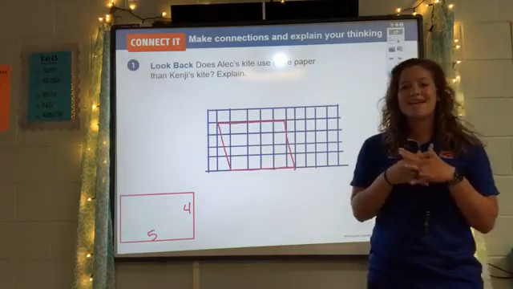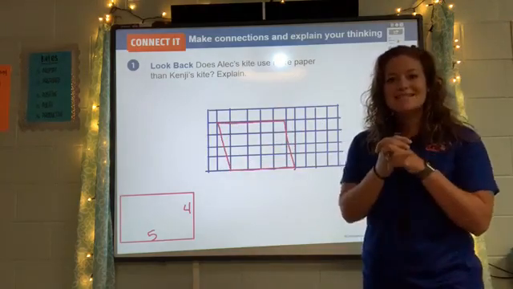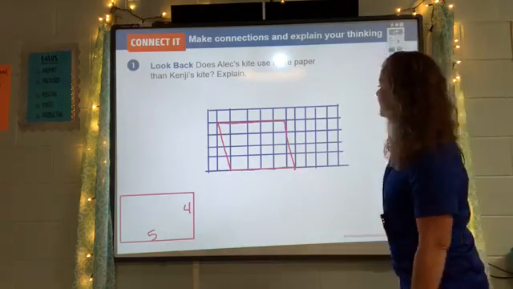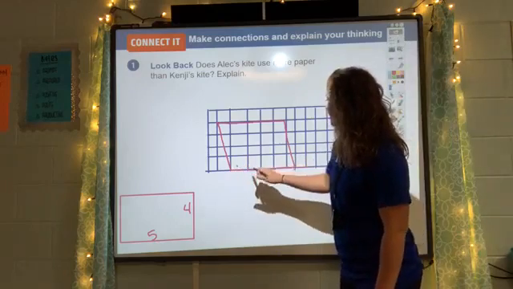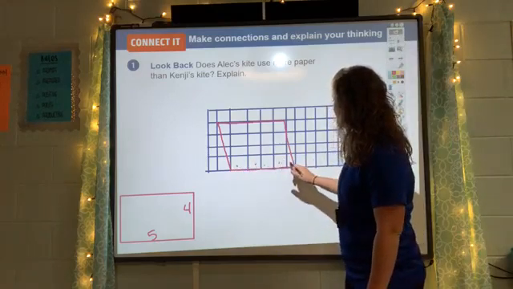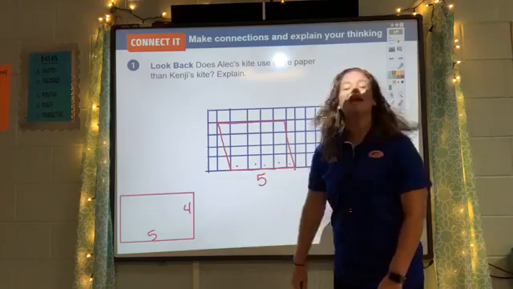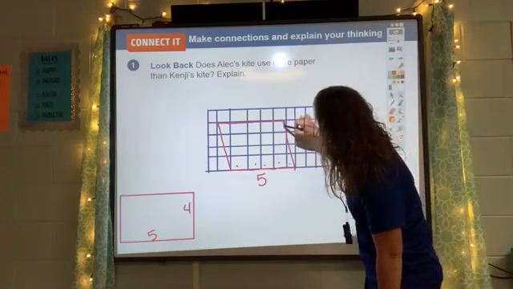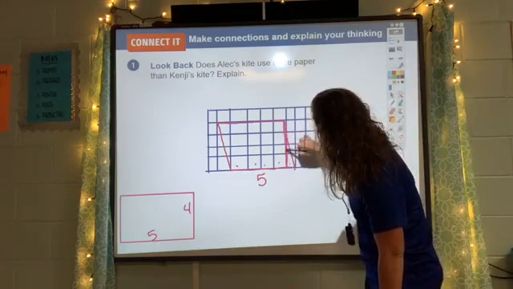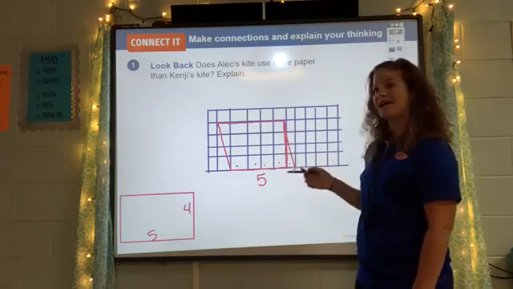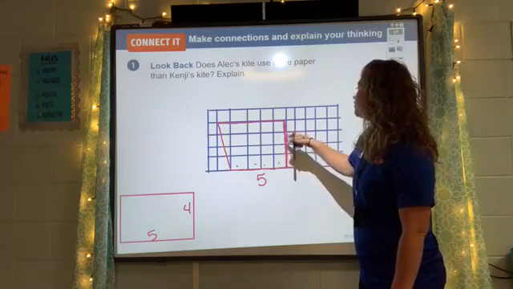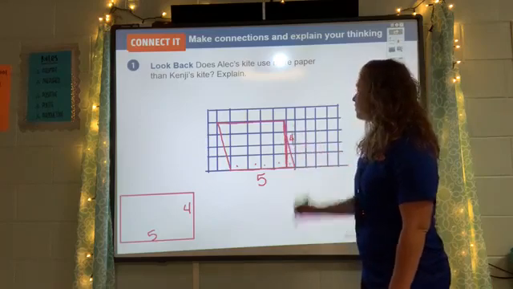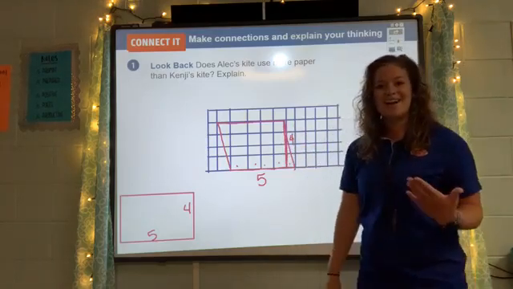It is the same formula, base times height. Okay, so we count on our base. 1, 2, 3, 4, 5. So we know our base is 5. And when we're going for that height, it's going to be from the corner down. So this right here is our height, and we would count that. 1, 2, 3, and 4. So we know that that is the height of 4.